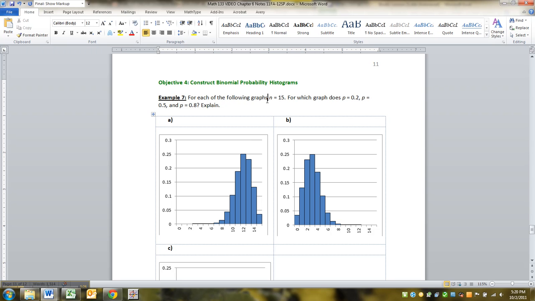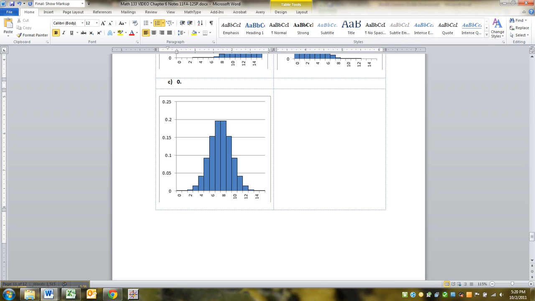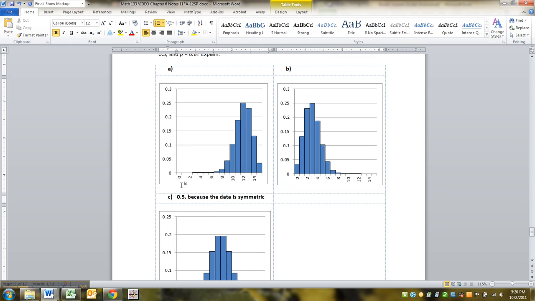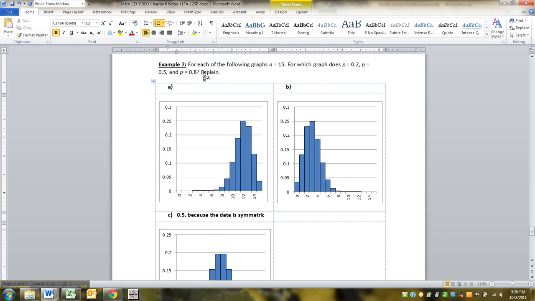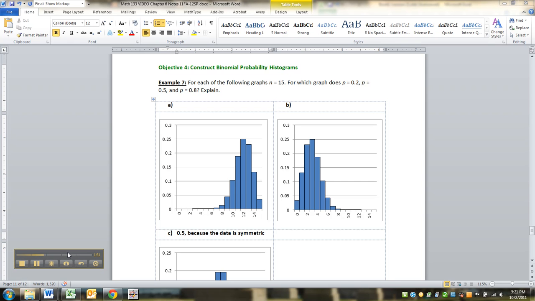For each of the following graphs, n equals 15, for which graph does p equals 0.2, p equals 0.5, p equals 0.8? All right, well, the 0.5 one has to be here because the data is symmetric, right? Okay, up here, we have to figure out which one of these is 0.2 and which one's 0.8. But you want to think to yourself, okay, which one's more likely to have, right? If the probability of success is only 0.2, then are you going to have a lot of successes or only a few successes? Think about it.